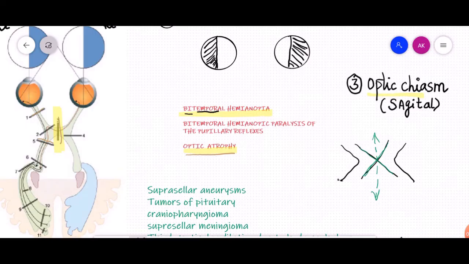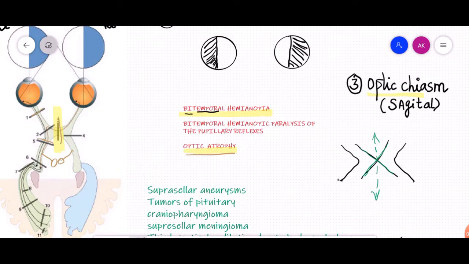The pupillary reflex will be affected up to the level of the optic tract, because I already told you in the previous video that the pupillary reflex fibers will come out of the optic tract and go to the superior colliculus, right? So since they have already crossed before the level of the lateral geniculate body, anything which will affect the visual pathway after the level of optic tract or after the level of lateral geniculate body will not affect the pupillary reflexes, right?